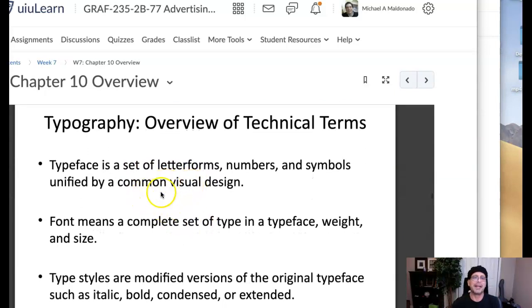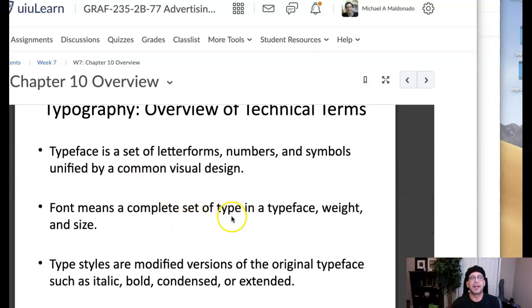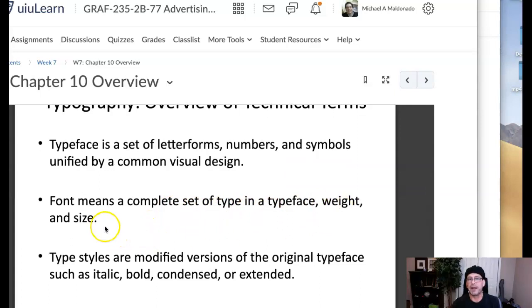Overview of technical terms. A typeface is a set of letter forms, okay? And a font means a complete set of type in a typeface, weight, or a size. So there is a difference between a font and a typeface. Know that, guys. Quiz question. Excuse me. Yeah, know that.